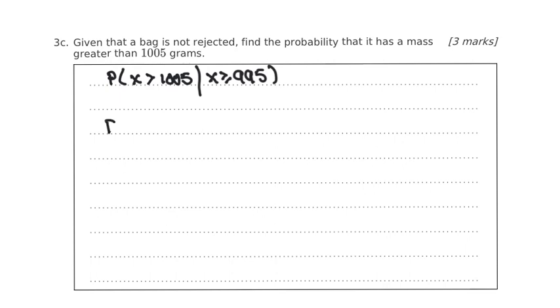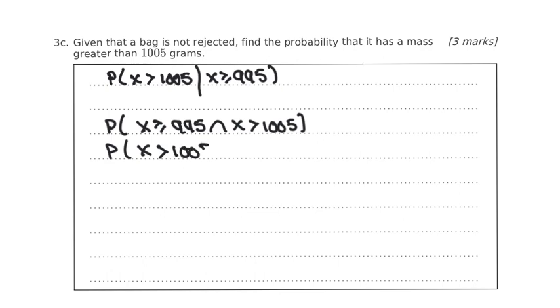That is the same as the probability of x is greater than or equal to 995 intersection that x is greater than 1005, which is basically the probability that x is greater than 1005 divided by the probability that x is greater than or equal to 995. Again, use your GDC.